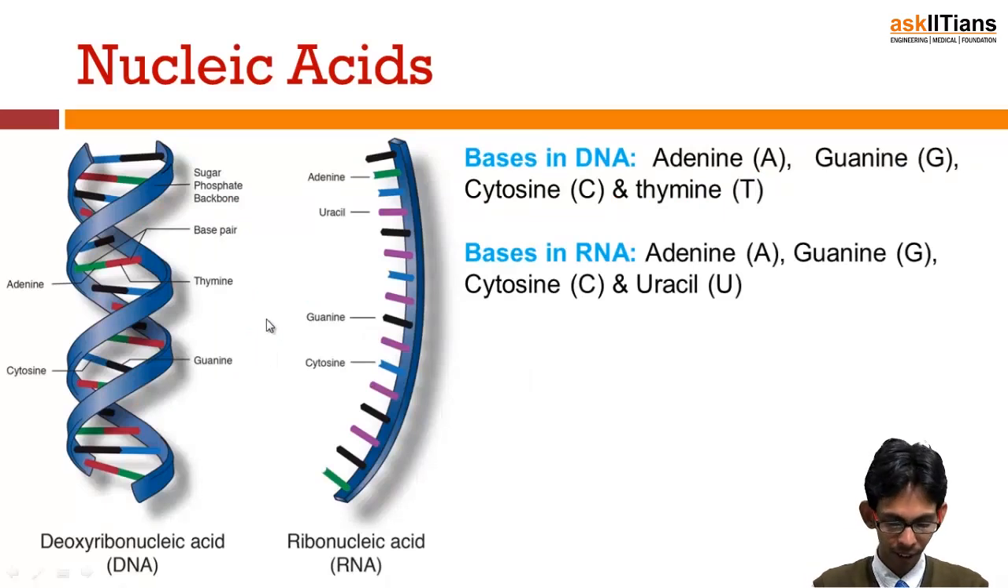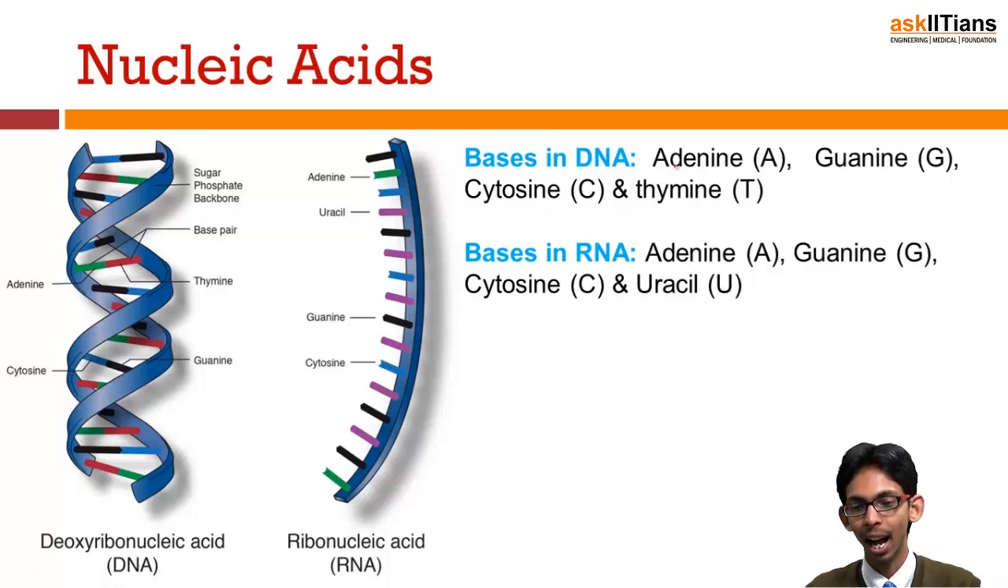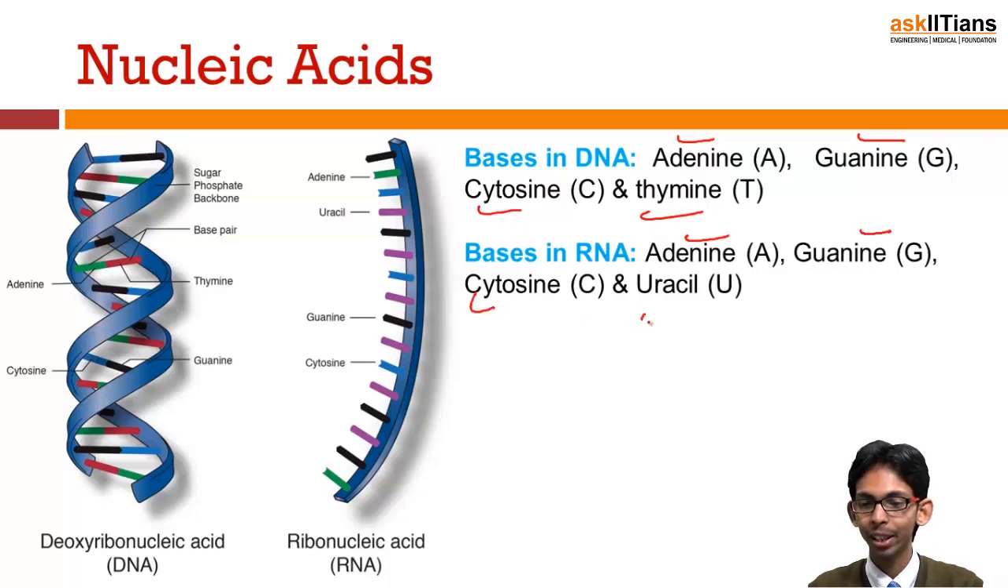Now what are these nitrogenous bases? In case of DNA, the bases are either adenine, guanine, cytosine or thymine. In case of RNA, the bases are adenine, guanine, cytosine and uracil. The difference is between thymine and uracil. All the bases are the same in case of DNA and RNA, but the difference is that in DNA there is thymine, in case of RNA it is uracil.